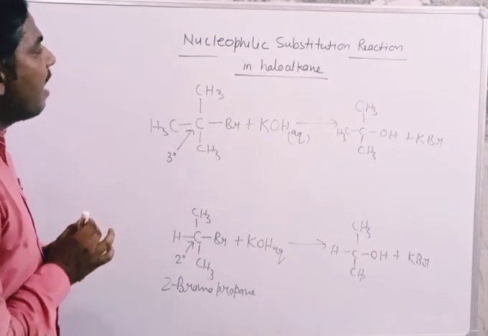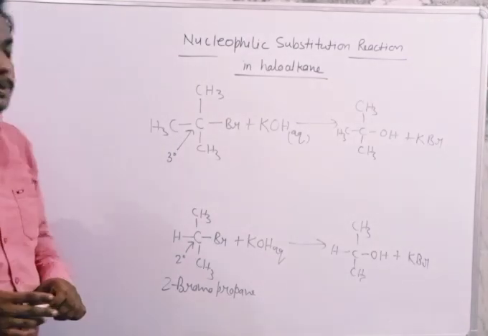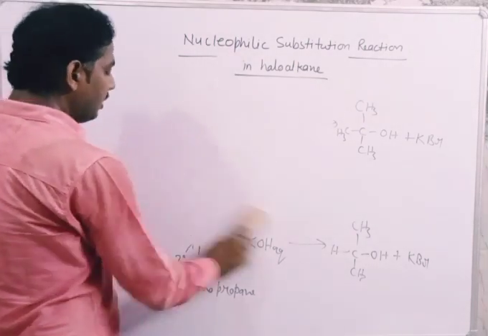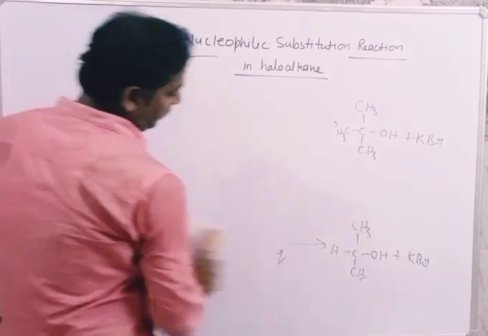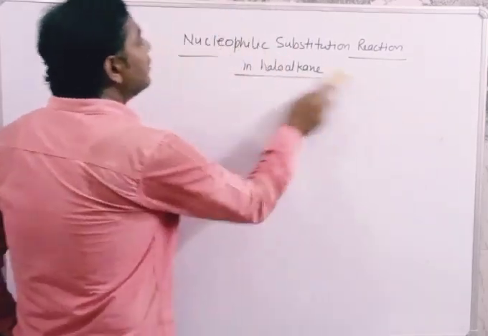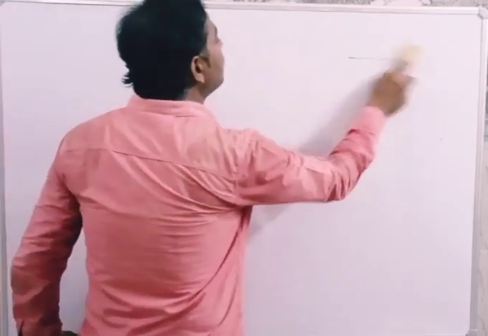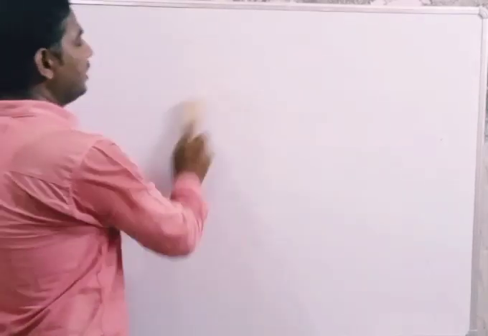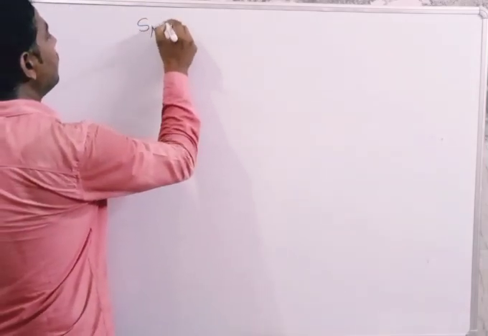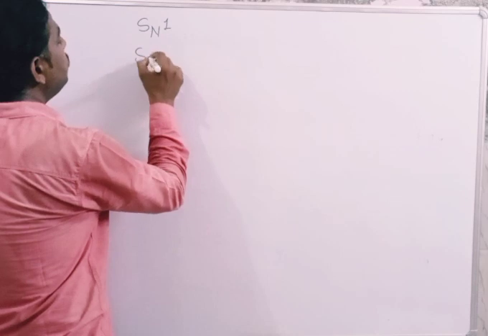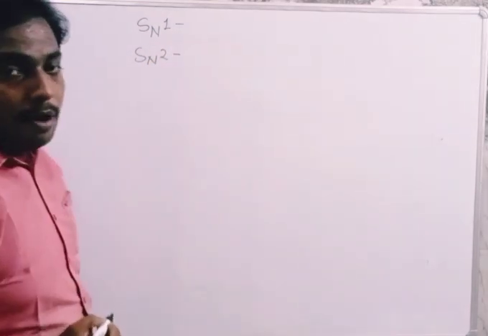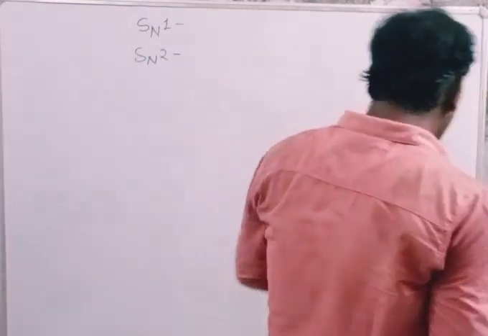If we talk about the mechanism, then the nucleophilic substitution reaction proceeds by two types of mechanism, which are known as the SN1 mechanism and the SN2 mechanism. So what is the full form of the SN1 mechanism and the SN2 mechanism?